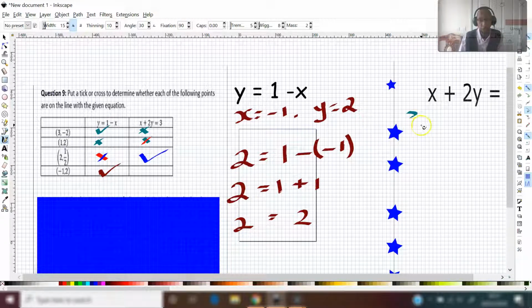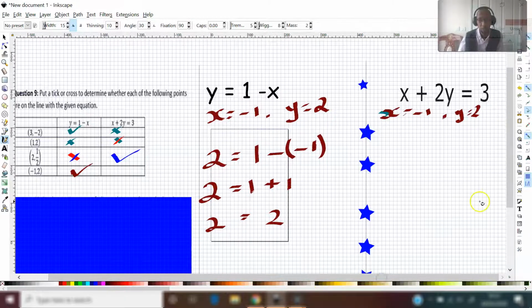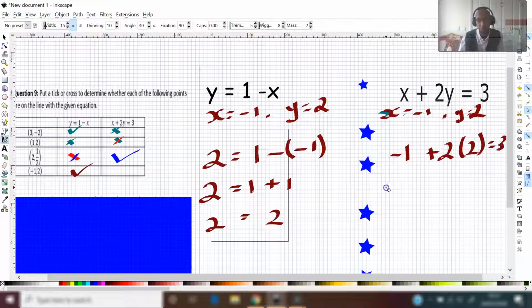And for this one here, our X value is still the same, negative 1, Y is 2, and of course we said this has to equal 3. So X is negative 1 plus 2 times 2, which is 4. So -1 plus 4 is indeed 3, and what's on the left hand side matches what's on the right hand side, and therefore this would be a tick.